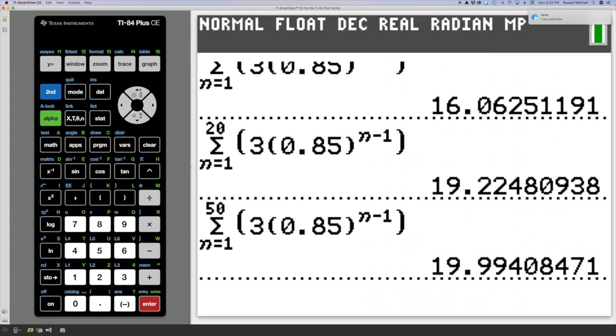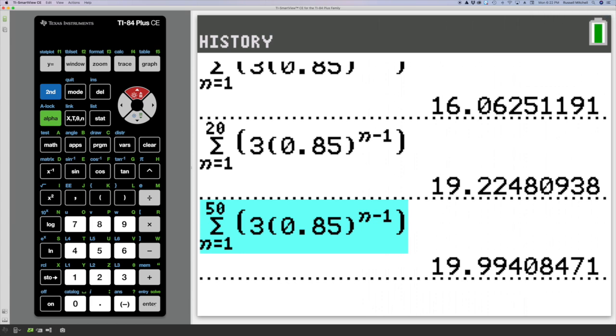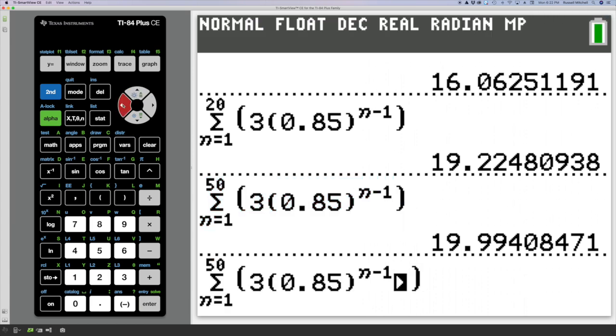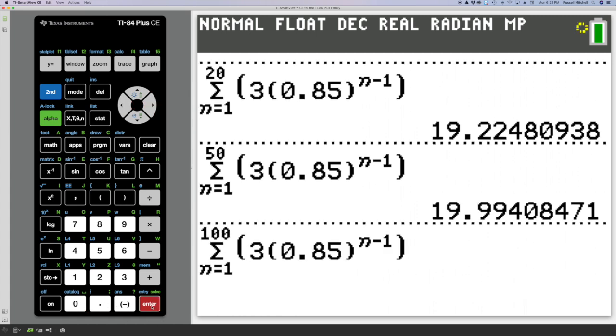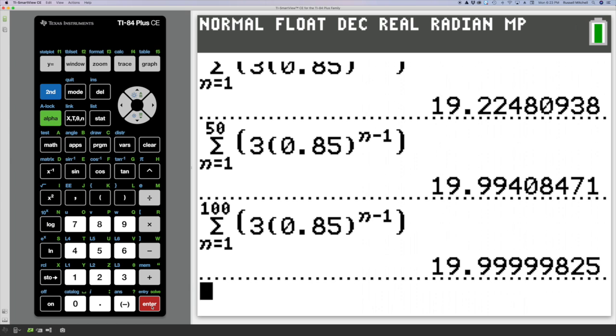So again, you can go up, highlight that sigma notation, and again, I went too far. 100, right? And the sum of the first 100 terms is 19.99999, 4 nines, right? So this looks like it's growing. It's still growing, but it's not growing as much now, right? So it looks like it might be approaching something, okay?